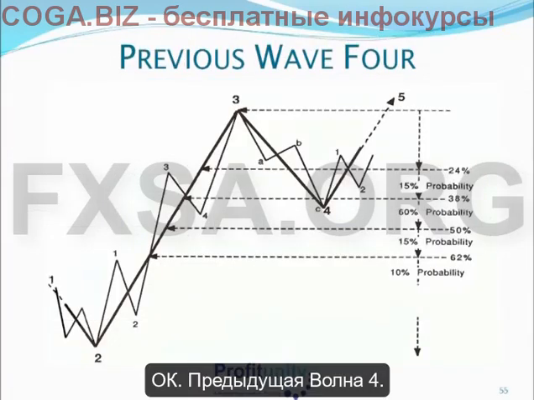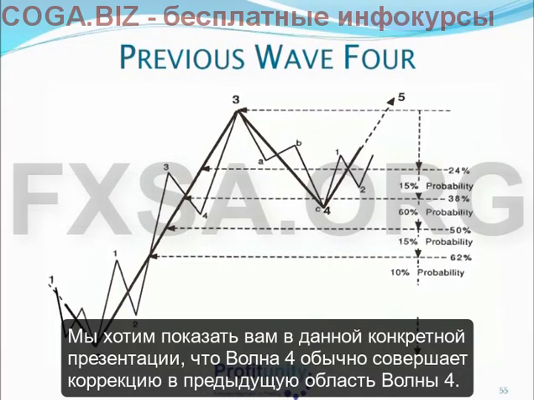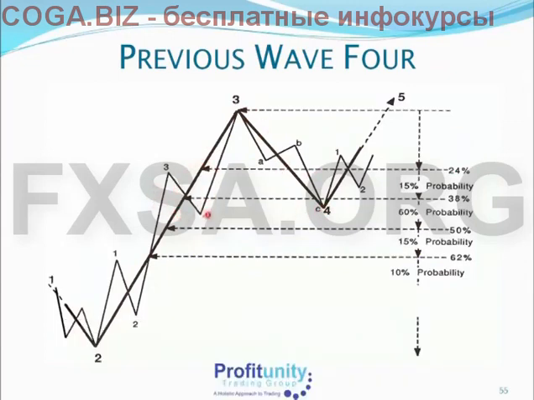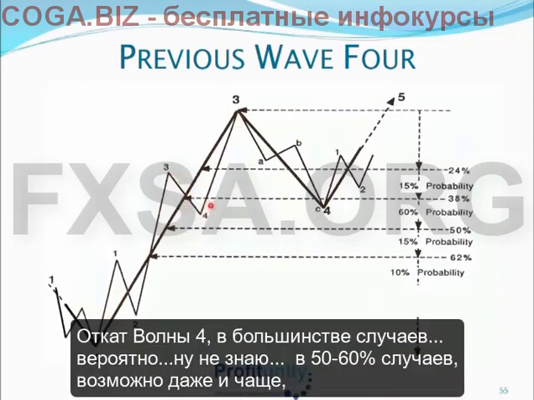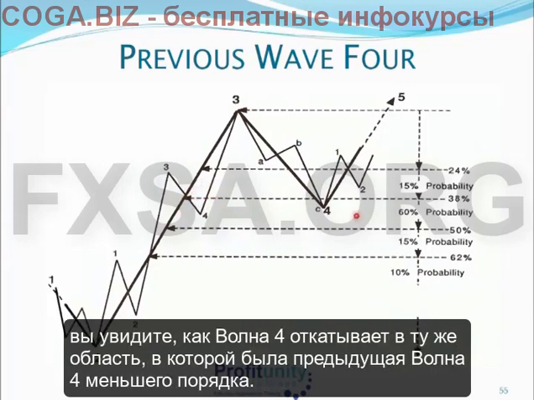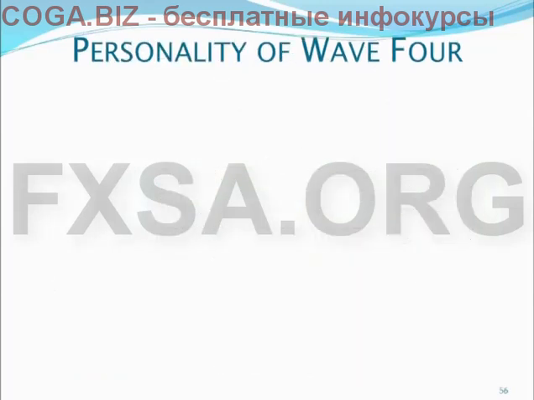Okay, here's previous wave 4. What we're showing you here in this particular presentation is that the wave 4s typically retrace in the previous area of wave 4. So in this wave 3 here, in this impulsive wave, in the pullback of wave 4, most of the time, probably, I don't know, 50 to 60% of the time, maybe even more, you're going to see the wave 4 pull back into the same area of the previous lesser degree wave 4.